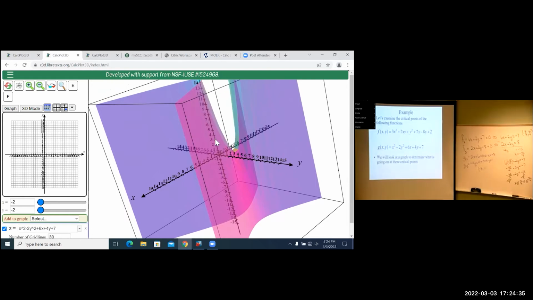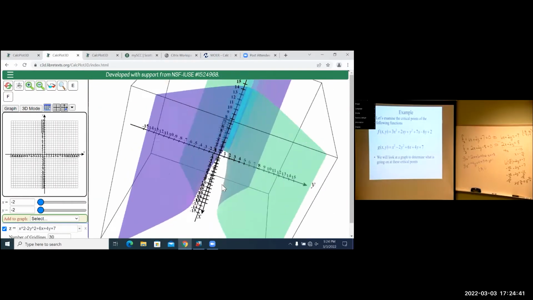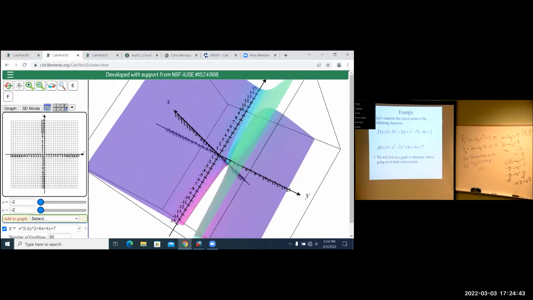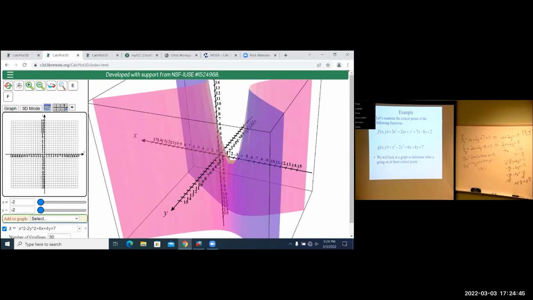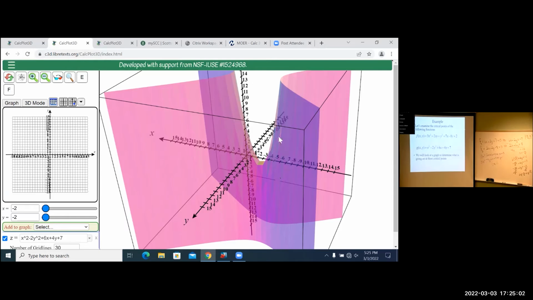Now, it almost looks like a min of this valley, but this valley is actually outside of our graph. If I spin it this way, it meets a peak. So what kind of critical point do we have? We have a saddle point. Notice how it kind of looks like a saddle. It's neither a max nor a min. So this is a saddle point.